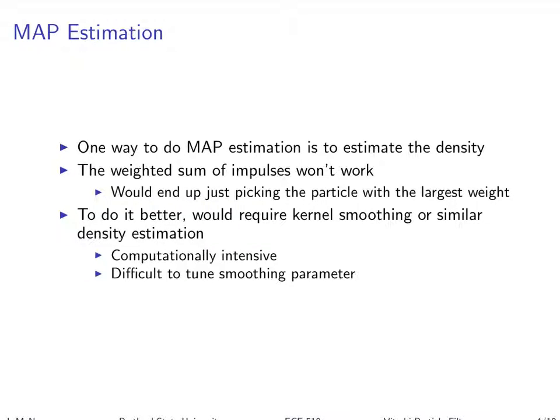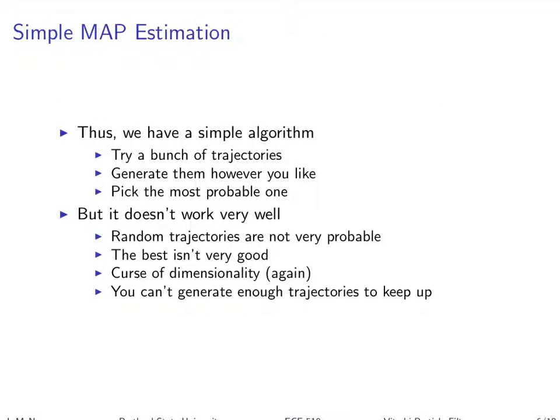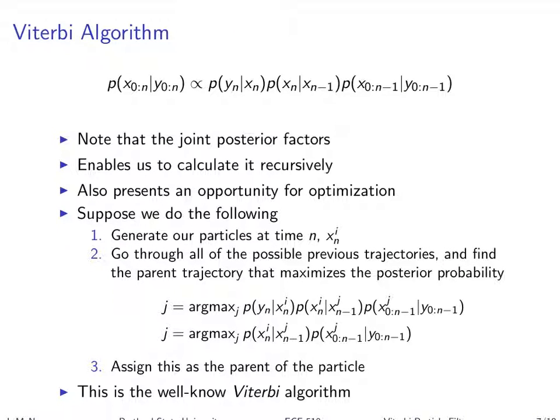And the obvious ways to do it don't work or are really hard. One of the key insights is that we've got this recursive algorithm that we already developed where we can calculate the joint probability. So we can calculate this efficiently, recursively for any trajectory. We can evaluate it point-wise, even though we can't draw samples from it. That's why we can't just use it directly for Monte Carlo integration. Drawing samples from that is very hard. So this ended up being the key part of the Viterbi algorithm.